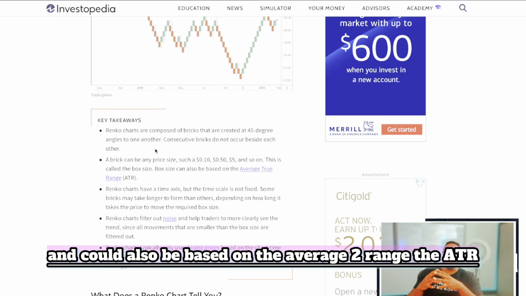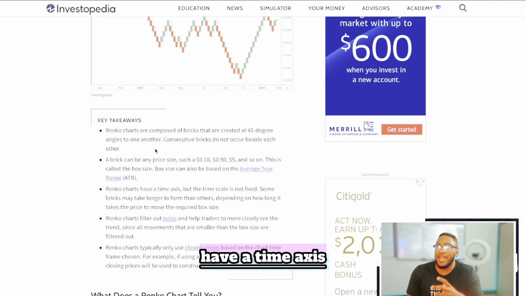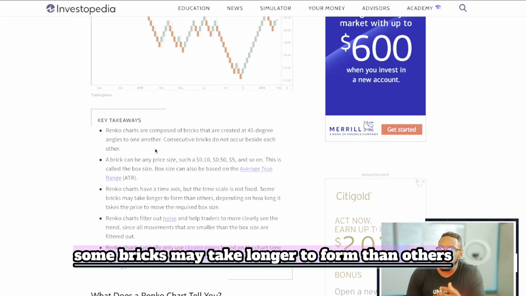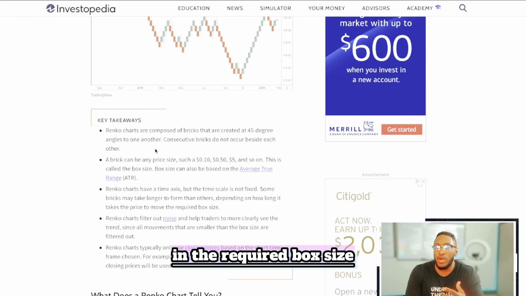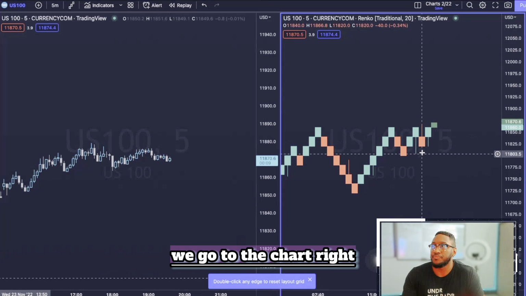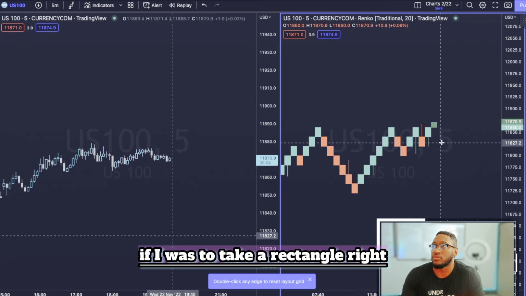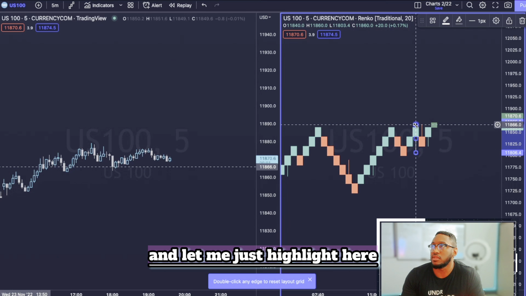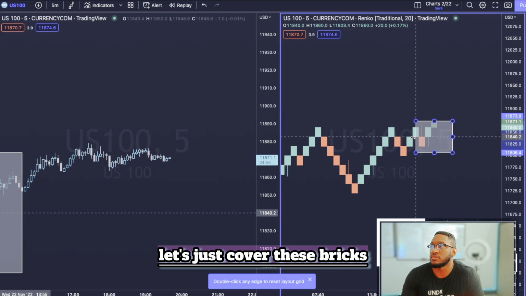It could also be based on the average true range, the ATR. The algorithmic traders, we know what the ATR is. Renko charts have a time axis, but the time scale is not fixed. Some bricks may take longer to form than others depending on how long it takes price to move the required box size. All right, so you can see here, we go to the chart, right? If I was to take a rectangle, right, and let me just highlight here, drag it to the right, and cover all this price movement, right? Let's just cover these bricks.